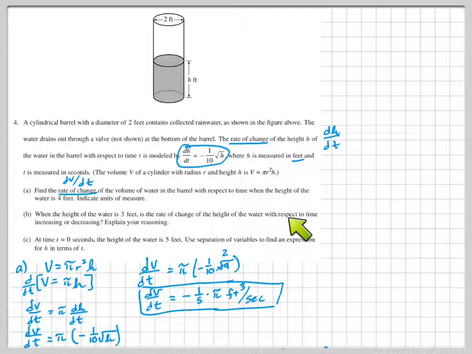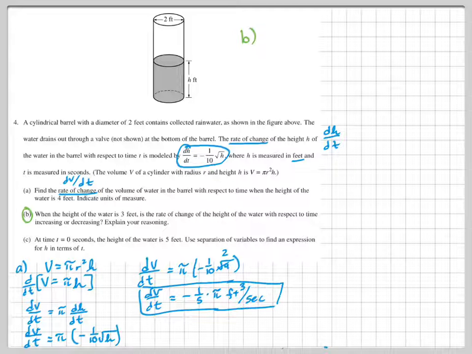I know it's feet because the height is measured in feet, so these are going to be the units that we're using. And since we're talking about volume, it would be cubic units. And we have to have per second because this is a rate. So it's volume per time. All right, so now let's move on to B.